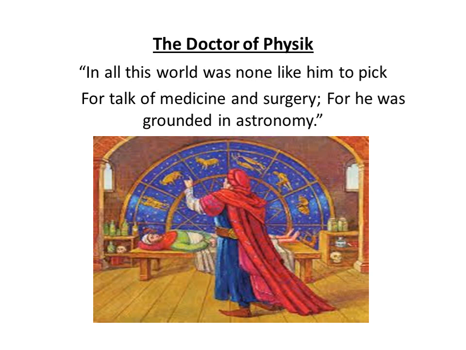The doctor of physic. In all this world was none like him to pick for talk of medicine and surgery, for he was grounded in astronomy. The doctor of physic was well learned in many subjects like astrology, astronomy, and medicine too, and never read the Bible. He used to tell that golden alchemy is very important. He believed that. It shows his greed for money and gold.